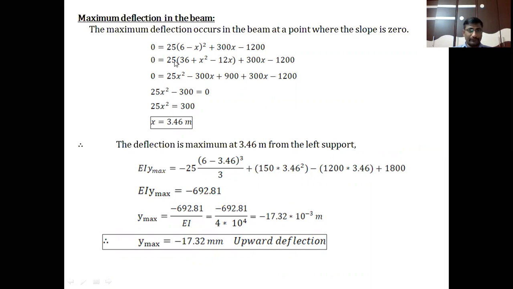So after expanding 25 into (a minus b) whole square form, 6 square is 36 plus x square minus 2ab, 2 into 6 into x, minus 12x plus 300x minus 1200. 25x square, 25 into 12 minus 300x, 25 into 36 plus 900 plus 300x minus 1200. So 300x cancel. 25x square plus 900 minus 1200, that is minus 300, is equal to 0. So 25x square equal to 300. X is equal to 3.46 meters.